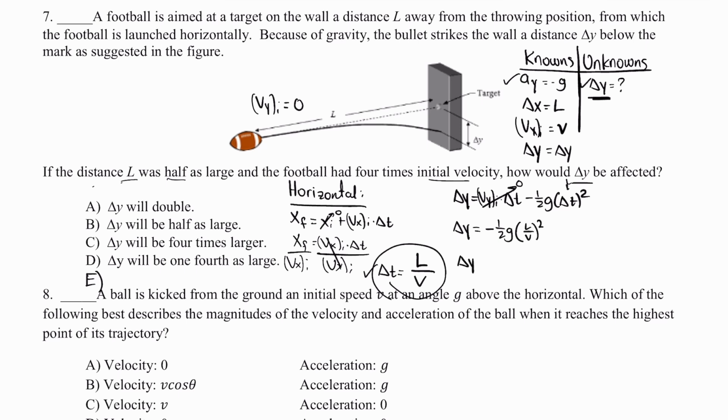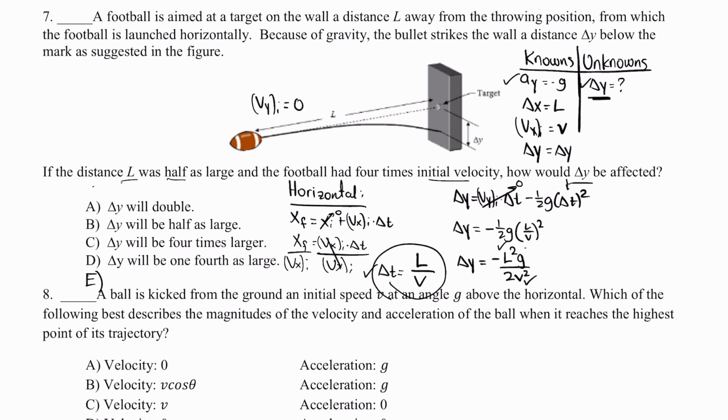What I'm going to get is negative L squared g in the numerator, and I'm going to bring the 2 to the denominator, 2v squared. This is the relationship between my vertical displacement, the horizontal length that the football travels, and the horizontal speed that it is launched with, its initial velocity.